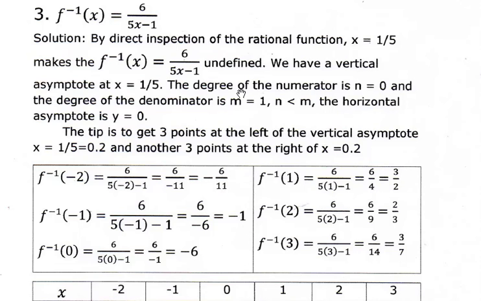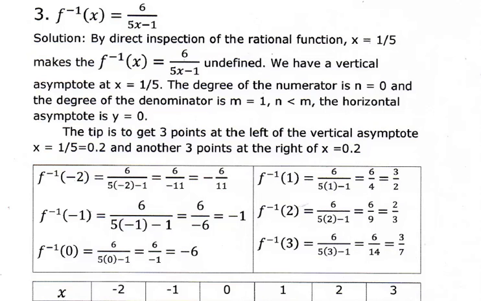The degree of the numerator is n equals 0 here. It's a constant, so n is 0. And the degree of the denominator m equals 1. So in this case, the degree of the numerator is less than the degree of the denominator. So the horizontal asymptote is equal to 0. So we have the line y equals 0, or the x-axis. So meaning the x-axis is our horizontal asymptote.